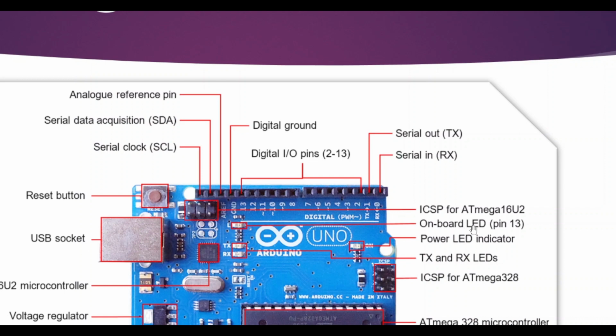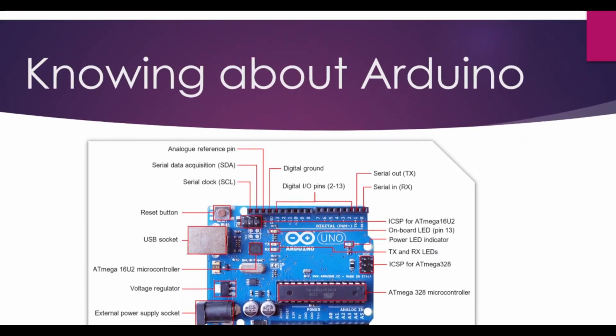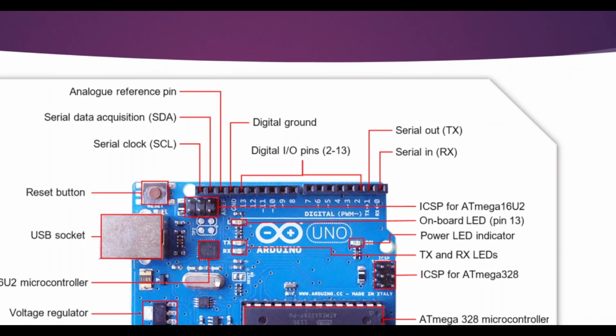Now here is the on-board LED, pin 13. When you work on LED pin 13, the light will glow. And there's a power LED indicator, and when you work on the pins and the analog, the LED will glow. Now here are the TX and RX LEDs. When you use them, that light will be on.